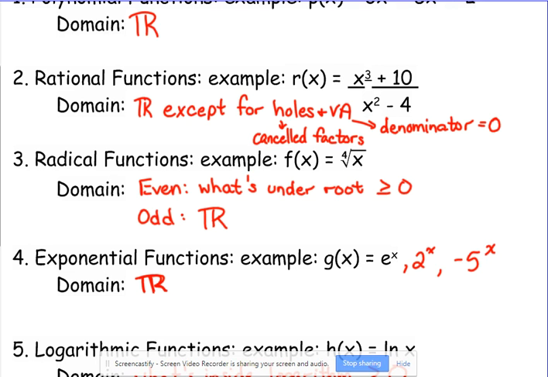Okay. So even root, can't take the square root of a negative number, so what's under the root has to be greater than or equal to 0. That's going to determine your domain. That's going to determine where you're continuous. If it's an odd root, cube root, fifth root, anything like that, you're good to go. You can take the cube root of a negative number. You can take the cube root of a positive number. You can take the cube root of a decimal, of a whole number, whatever you want to take the cube root of. So odd radicals, continuous everywhere.